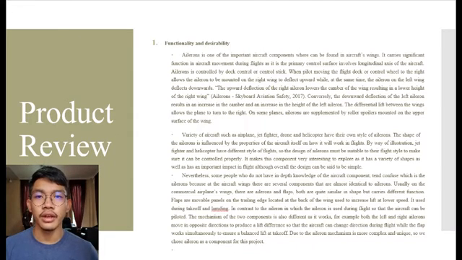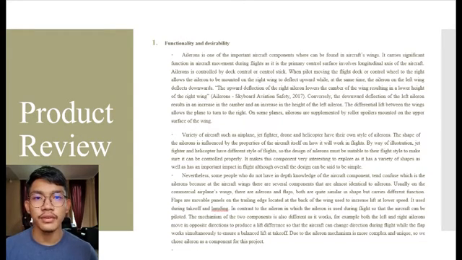Now we move to product review, which is functionality and desirability. Aileron is one of the important aircraft components which can be found in aircraft wings. It carries significant function in aircraft movement during flights as it is the primary control surface involved in the longitudinal axis of the aircraft. Aileron is controlled by control stick.